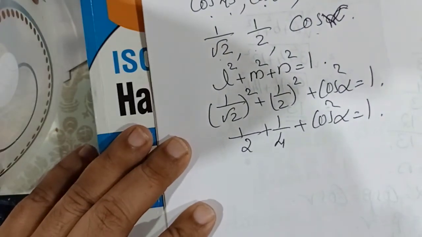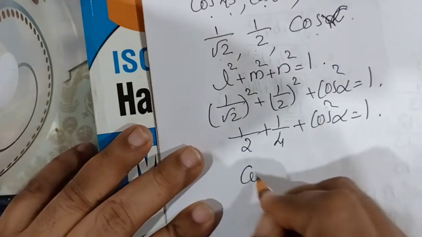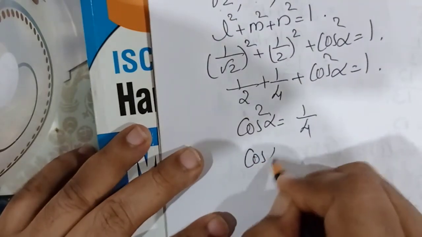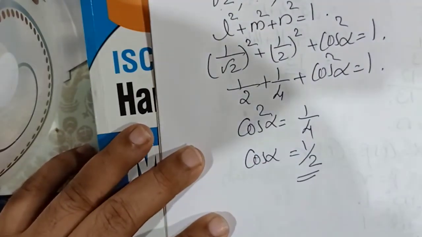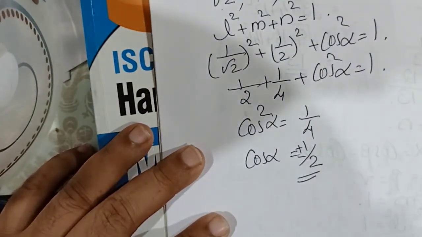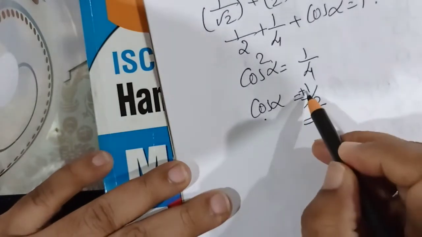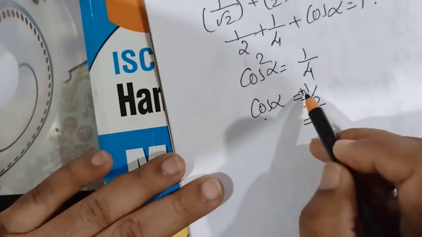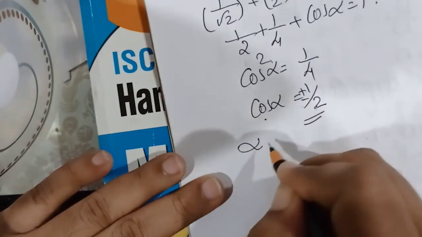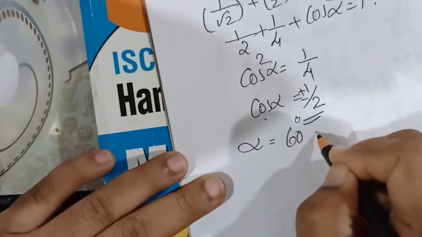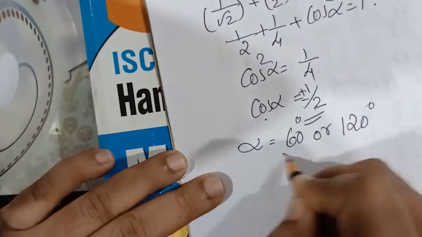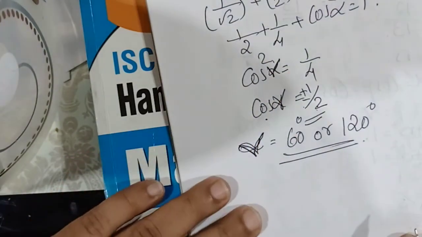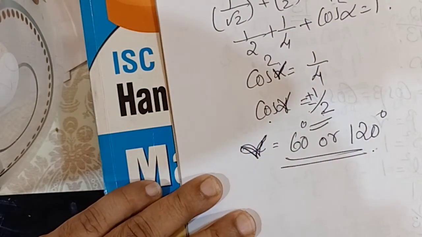Do by yourself. Cos square gamma is equal to 1 by 4. From that, cos gamma is equal to plus or minus 1 by 2. Therefore, if cos gamma equal to 1 by 2, which angle has cos 1 by 2? Yes, 60. If you take minus 1 by 2, we can write 120. Therefore, the chances for gamma are 60 or 120.